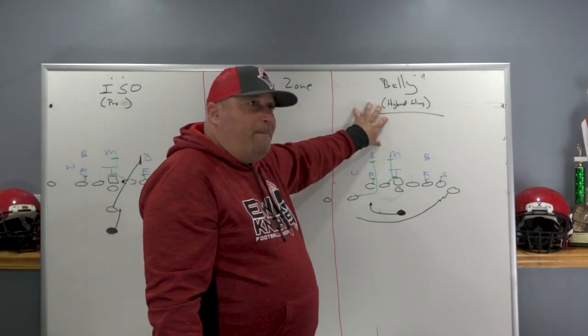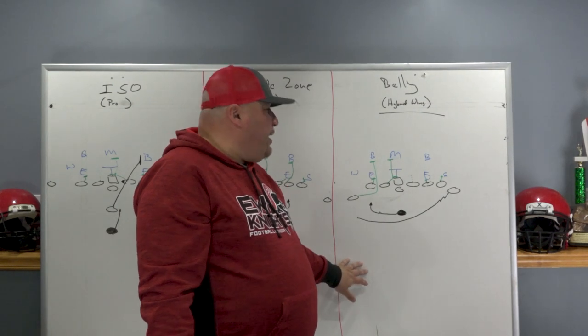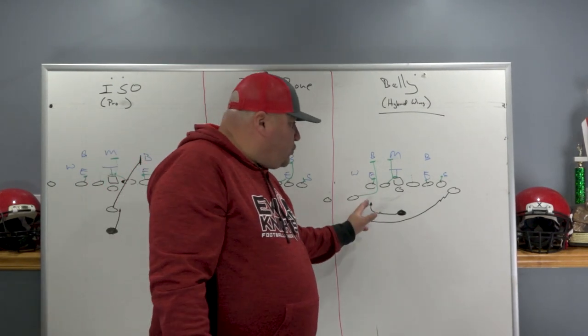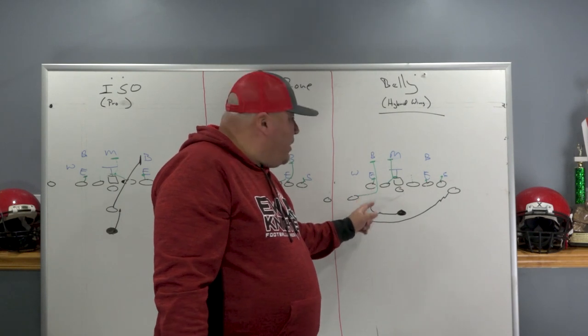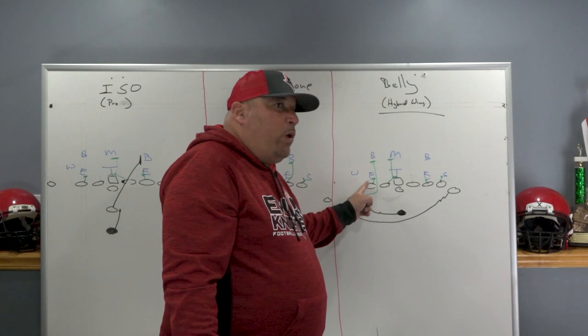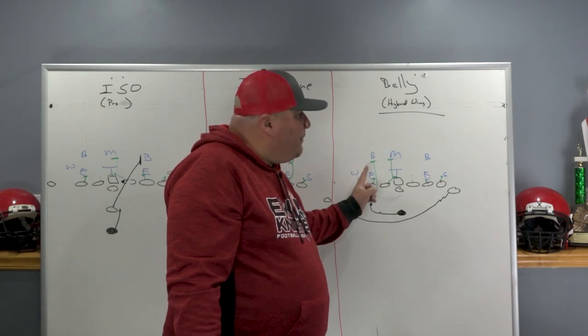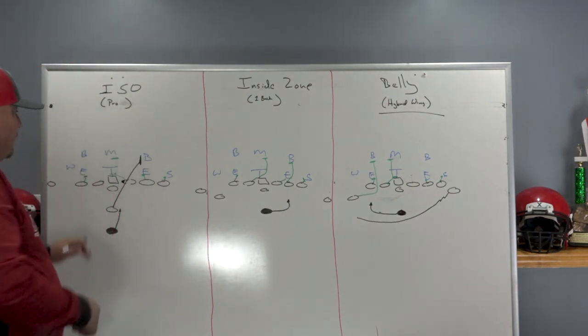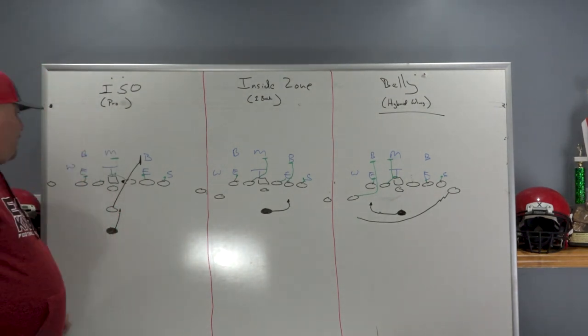The third, our belly play, and my version of the hybrid wing, gets a little bit of both concepts where, yes, we have a predetermined running area, but this play has the ability to hit the area where we're setting up the block, or we could bend it all the way back behind the tight end. So let me get into the first scheme with the upfront stuff.